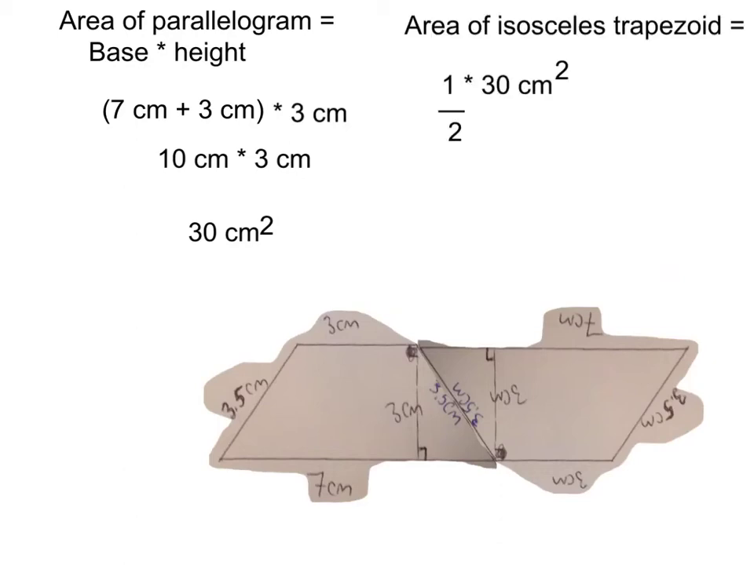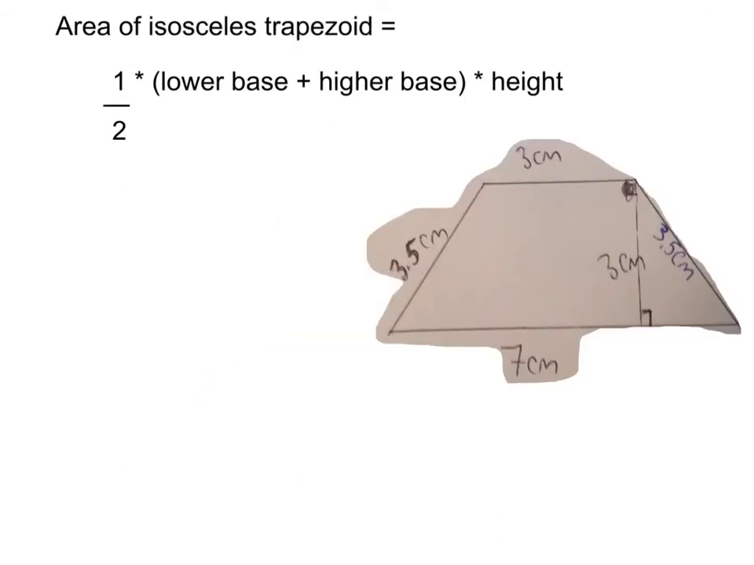As a closing statement on the area of an isosceles trapezoid, the area is going to be 1/2 times your lower base, which is 7 centimeters, plus your higher base, which is 3 centimeters, and we'll multiply that by our height. Remember, the height is going to be the vertical line segment that meets your base at a 90-degree angle. Our height in this case is 3 centimeters. And notice that the area of our trapezoid is just 15 centimeters squared.